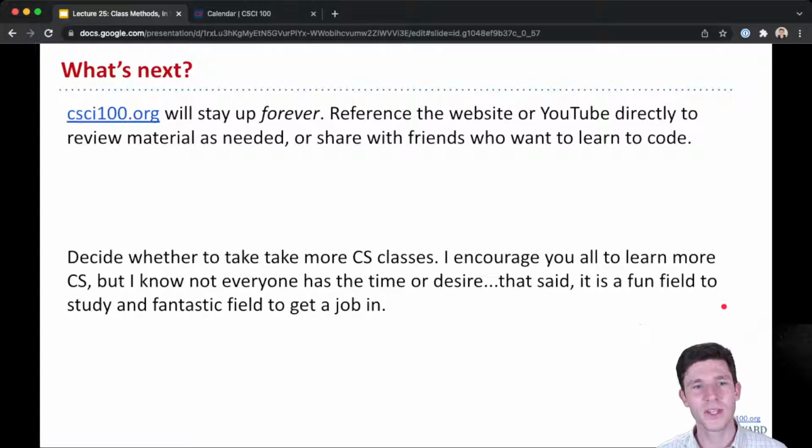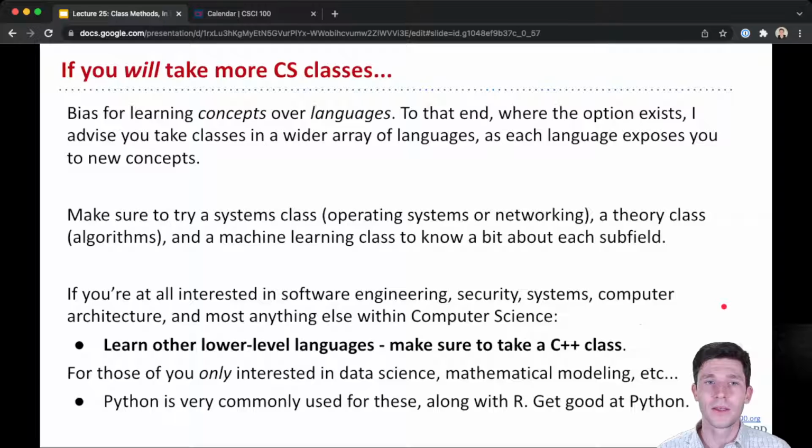The other thing that you have to do next is decide whether or not to take more CS classes. Of course, I encourage you to take more classes, but I'm biased, and this is what I do for work, and also this is what I love to do, and this is what I find beauty in. That said, I can just vouch for this as a fun field and just a great area to work in. So as you reflect, if you are going to take more computer science classes, some words of advice.